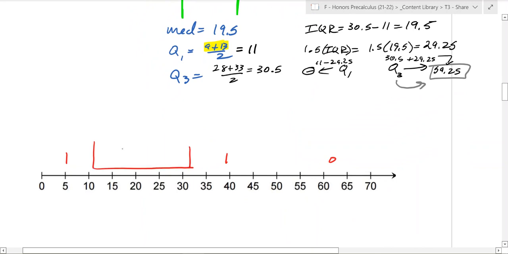So we make this box right here. My boxes are getting a little better, like this. And then our median was 19.5, which is right about here. So we have 19.5 as our median.